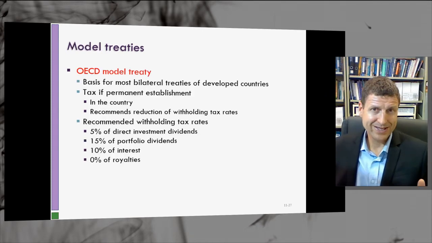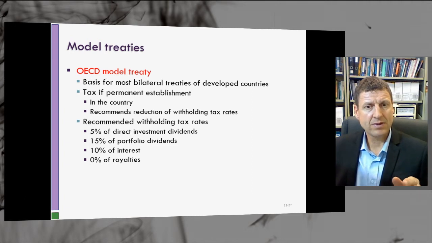So the OECD came up with a model treaty that is the basis for most bilateral treaties of developed countries. Basically, they came up with the idea that it's taxed if there's a permanent establishment in one country, and it recommends a reduction of withholding tax rates. And so the following withholding tax rates were agreed upon: 5% on direct investment dividends, 15% on portfolio dividends, 10% on interest, and 0% on royalties.